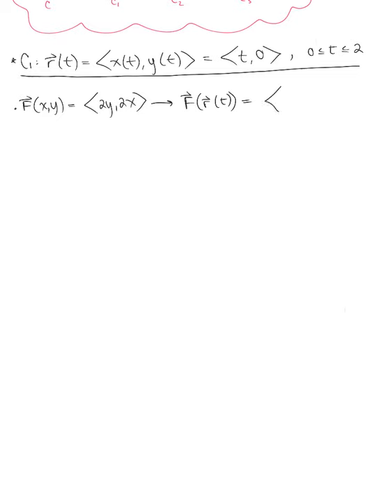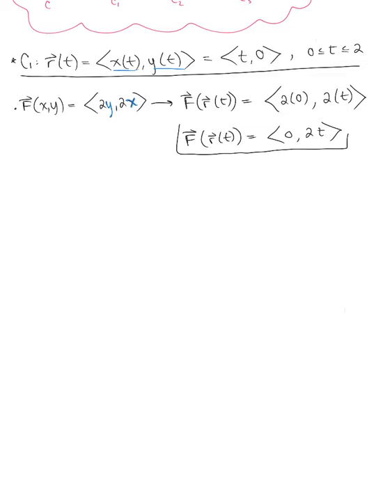So we are going to replace the y and x of the original vector field with the y and x of the parameterization. So this becomes 2 multiplied by 0. And then we have 2 multiplied by x, which is t. And so we can simplify this parameterization of our vector field as the vector 0, 2t. And we want to keep in mind that these components can be represented as f and g for our line integral evaluation.